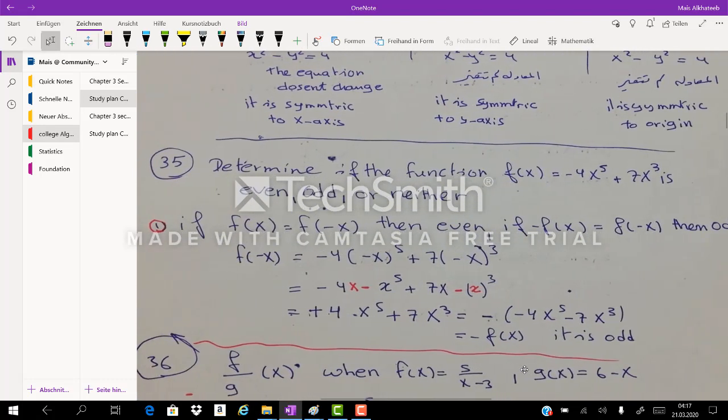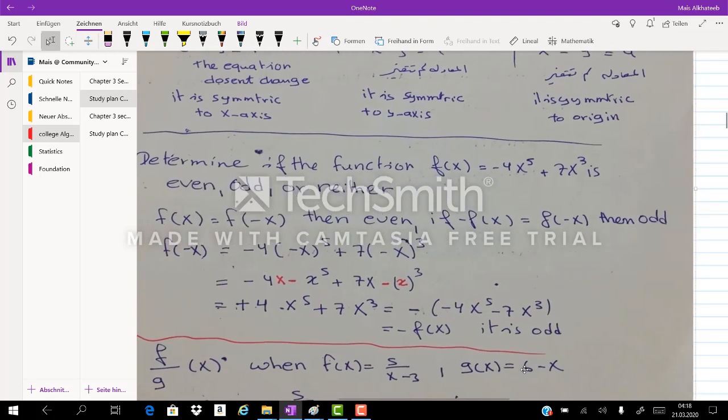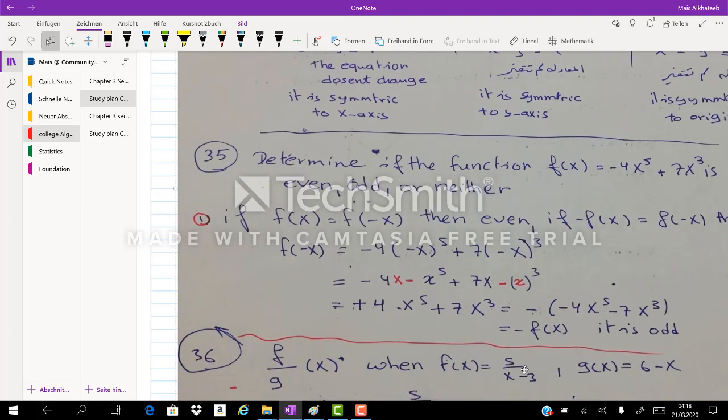Determine if the function f(x) equals minus 4x to the fifth plus 7x cubed is even, odd or neither. Is it going to be even? Odd? Neither? When is it even? If f(-x) equals f(x) then it's even, and if f(-x) equals minus f(x) then it's odd.